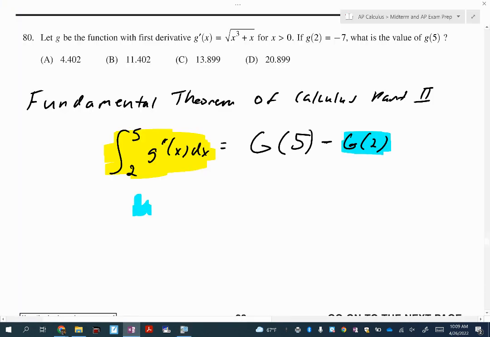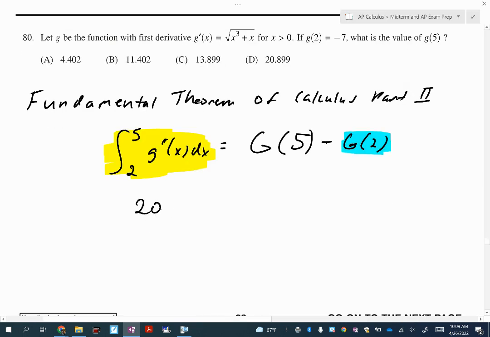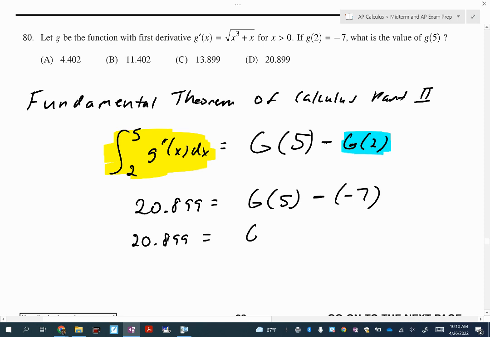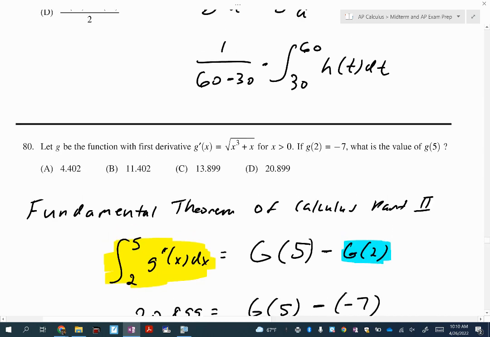So this is, let me change back to my writing. So this is 20.899 equals, I don't know, g of 5, I'm trying to find that, minus, and they told me this is negative 7. So that becomes plus 7. I'll just show my last couple steps here. So g of 5 plus 7, if I want to get g of 5 by itself, I subtract 7. All right, so if I subtract 7, then I get 13.899. All right, so the answer is C.